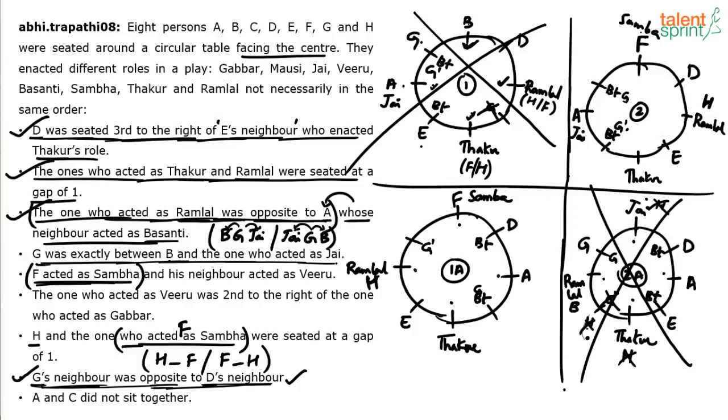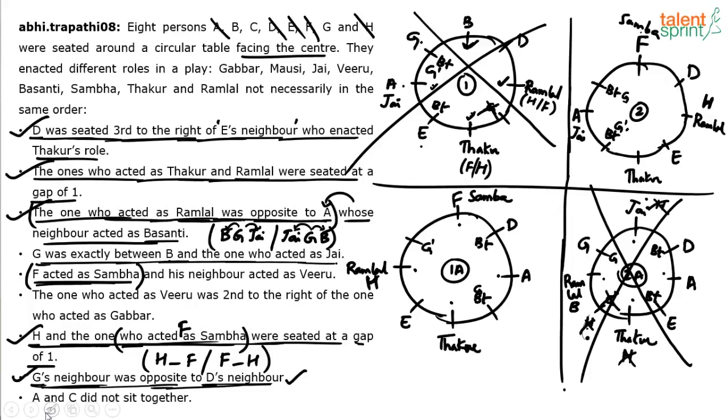So case 2 and 1A are the only ones considered. A, D, F, E, H are fixed. Left out are B, C, and G. Now, where will these guys come? Anything else that we know? So H and F, who acted as Samba, were seated at a gap of 1. This point is done. So let me put a tick mark here.